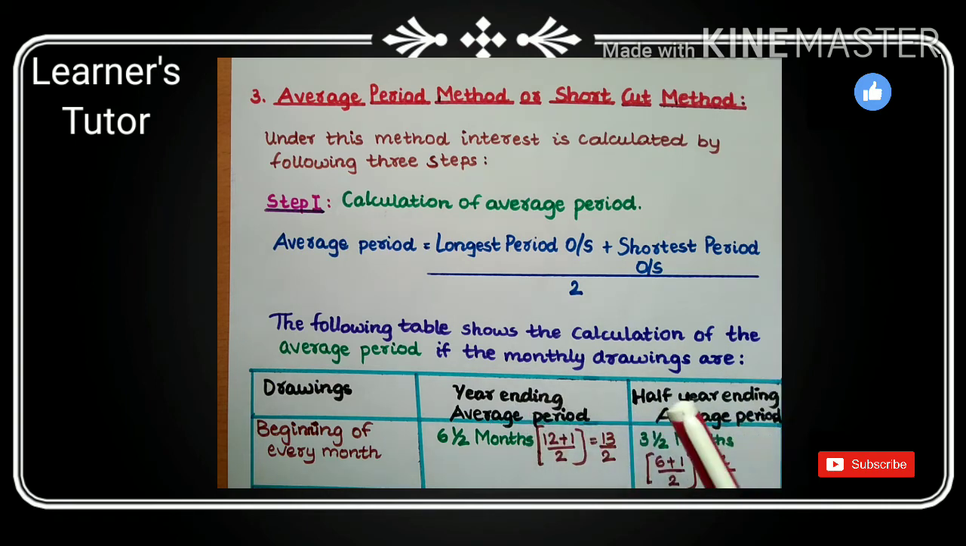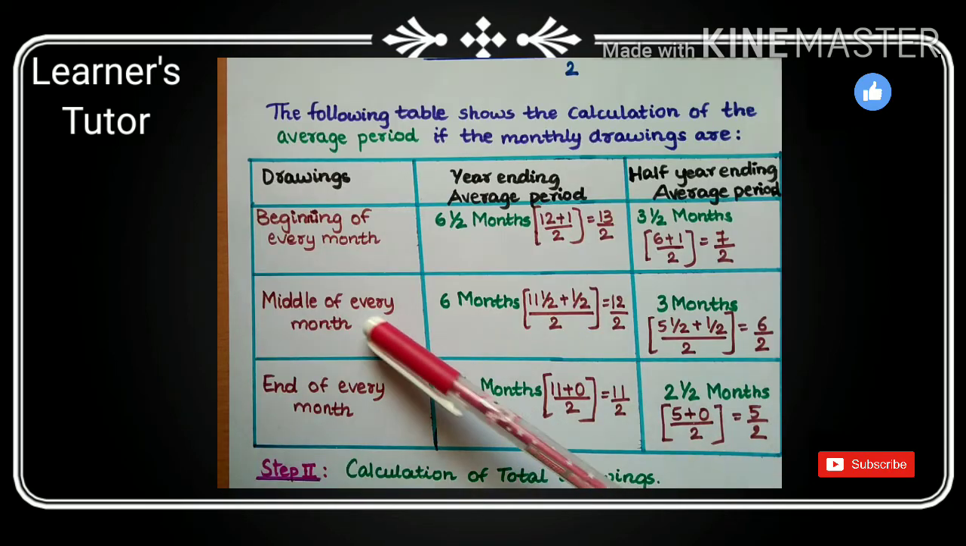Half year ending average period means in a year it is half, that is 6 months. Under both the methods we have three types. The first one is beginning of every month, which means 1st of Jan, 1st of Feb. Next, middle of every month means Jan 15th, Feb 15th, March 15th. Coming to end of every month: 30th Jan, 28th Feb, 31st March.